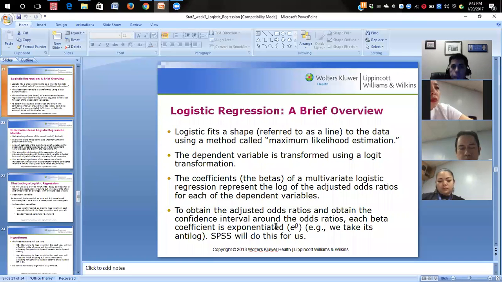And right here, the coefficients of a multivariate logistic regression represent the logarithm of the adjusted odds ratios for each of the independent variables. And in order to obtain the adjusted odds ratio and the confidence interval, we actually use an exponentiated beta coefficient. Again, that is a very complex mathematical calculation, but these are all done by SPSS. As I've mentioned, we're not going to talk about mathematics here. We're just going to talk about concepts. SPSS will do this all for us.